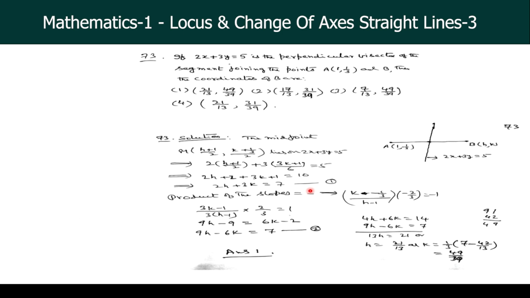So in the above you already got 2h plus 3k equals 7, and here by equating the product of slopes to minus 1, you will get 9h minus 6k equals 7. Solving these two equations, you will get h equal to 21/13 and k equal to 49/13. So option number 1, (21/13, 49/13). So the correct answer is option number 1.